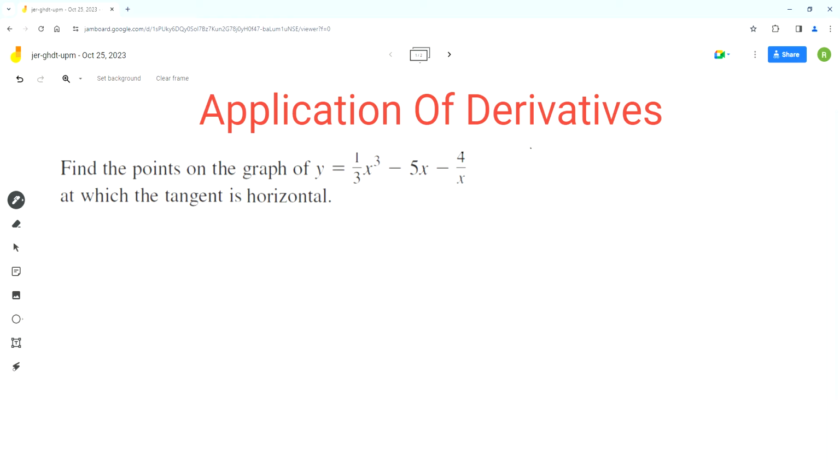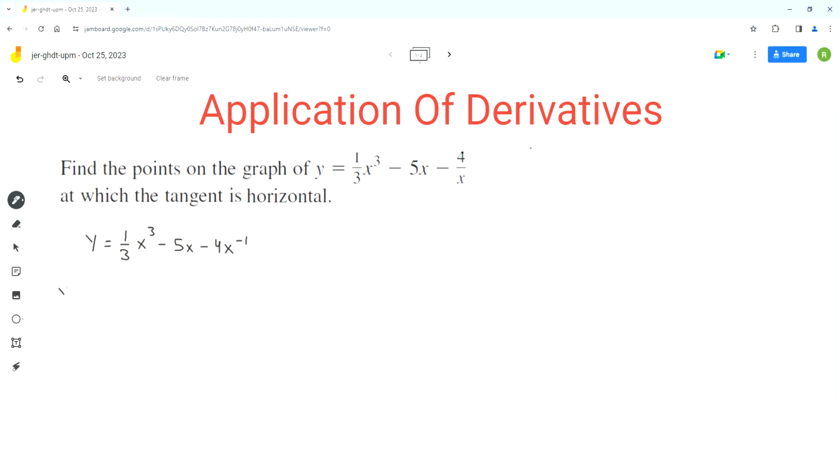So the first step is y equals 1 over 3 x cubed minus 5x and then minus 4 times x to the power negative 1, because the exponent of x in the denominator is 1. So when we move it to the numerator, the exponent becomes negative 1. Now we can use the different derivative rules to find the derivative of this expression.